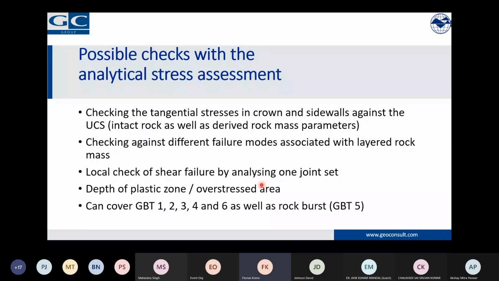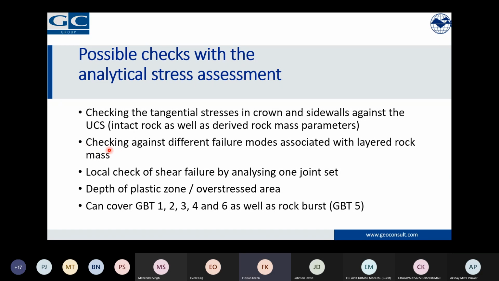Now, what can we do with this very simple analytical stress assessment? We can check the tangential stresses in the crown and in the sidewalls against the uniaxial compressive strength, which is either taken from the lab test for the intact rock, or we can check against so-called rock mass parameters, which are much lower, but there we have a bit of peace of mind that we are definitely on the safer side.